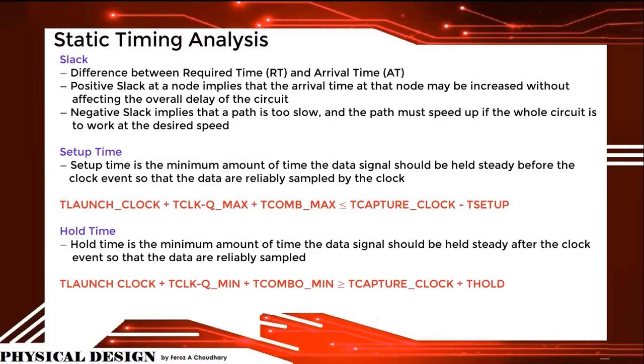Slack is the difference between required time and the arrival time. Positive slack at a node implies that the arrival time at that node may be increased without affecting the overall delay of the circuit. Negative slack implies that a path is too slow and the path must speed up if the whole circuit is to work at the desired speed.